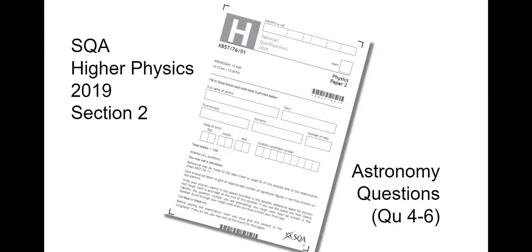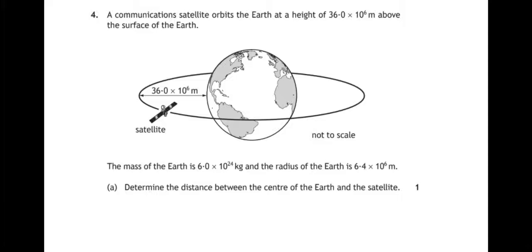Hello, Higher physicists. Today we're going to have a look at the astronomy questions from the 2019 Higher Physics paper, paper 2, which is questions 4 through to 6. So let's get started. Question number 4.